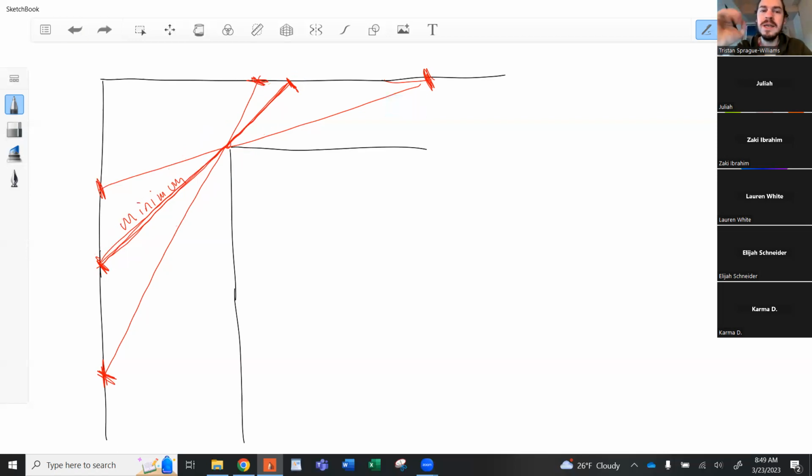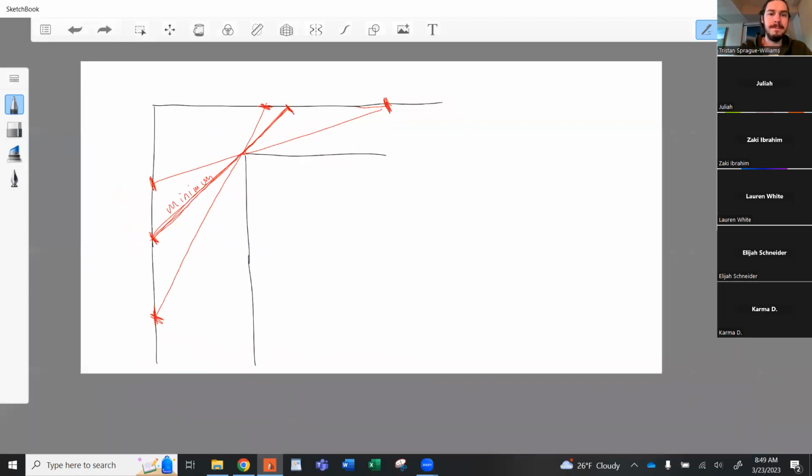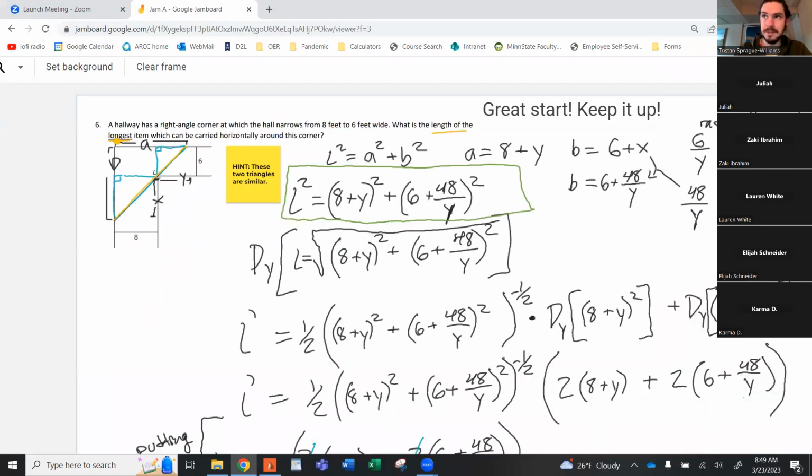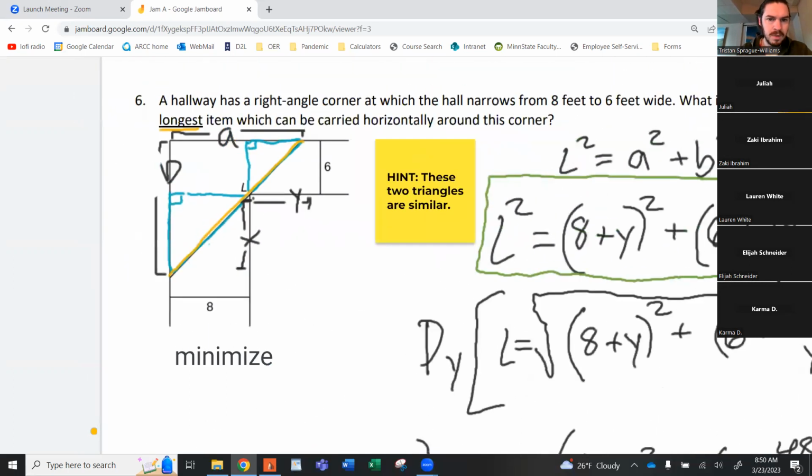So actually, this is a minimizing optimization problem, not a maximizing optimization problem, despite the wording longest item. Because we're not really calculating the length of the item, we're calculating the length of the gap that the item has to fit through. Now, the way we have it set up here is very nice. We have an A and a B and an L. Overall, the A and the B and the L form a right triangle. Here is a right angle. So we have basically the Pythagorean theorem with A, B, and L. That's a great start.